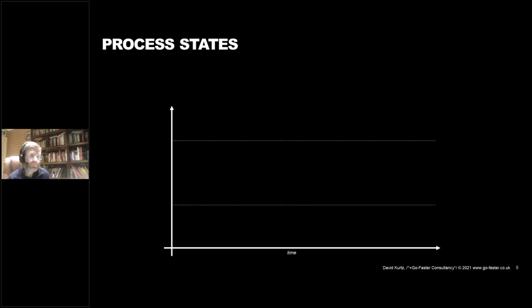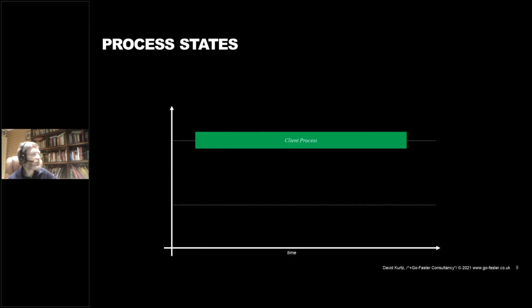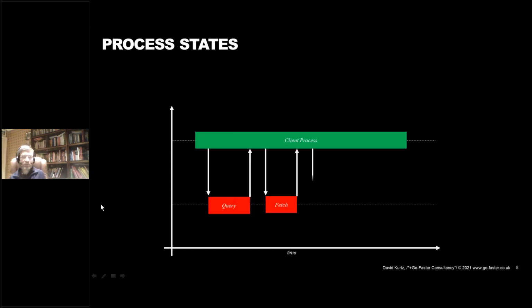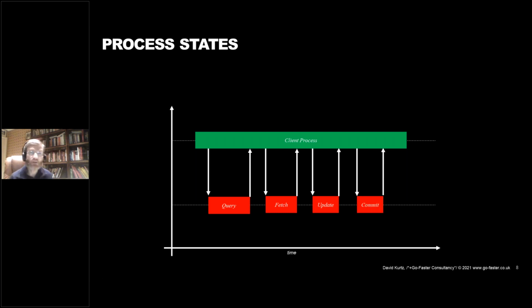Let's talk a little bit about process states and just what's being measured. So we might have a process that lasted an amount of time, and during that process it may do a number of things. It might query the database, it'll fetch data, it may then do an update, and finally it'll commit. And each of those are calls made from the client process. So the database is active during those calls, and the client process is waiting for those calls to return. And it's those client calls in red that are the things which are measured by active session history.